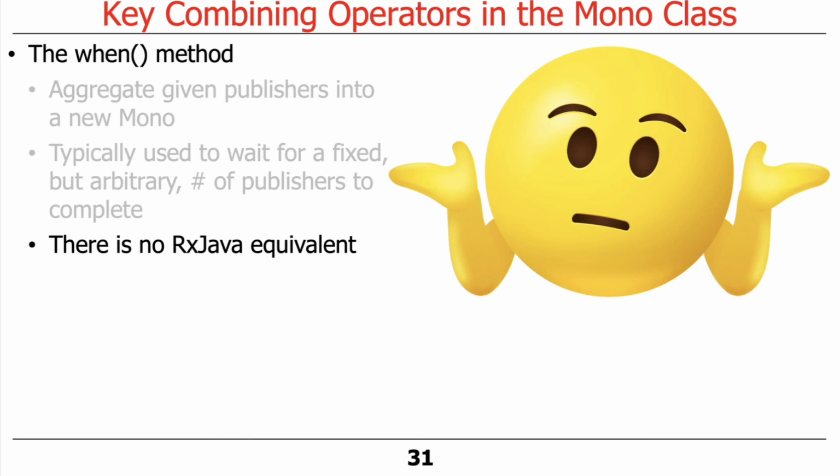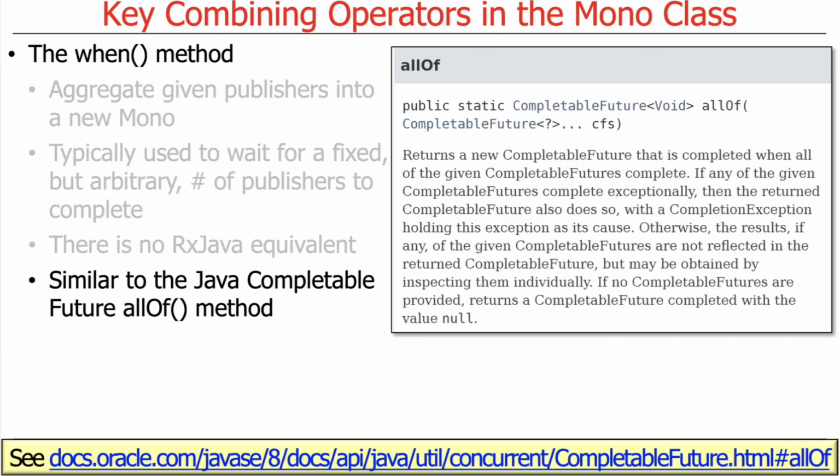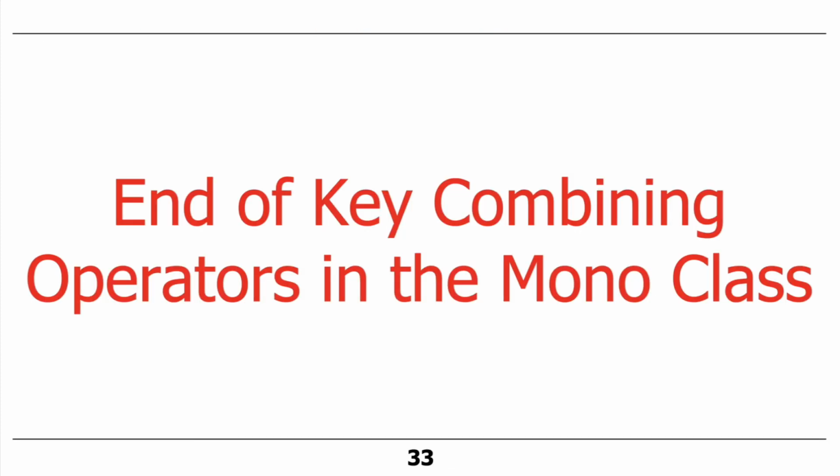There is no RxJava equivalent, which is kind of a pain. It's similar to the all of method that's defined in Java completable futures. Works much the same sort of way. It took me a while to figure this out. This is not something that's widely documented. You could look for a long time and not really find many descriptions of how to use when, but once you understand it, it's very powerful and can be used in idiomatic ways similar to other things that you may be familiar with from other reactive programming frameworks like completable futures.